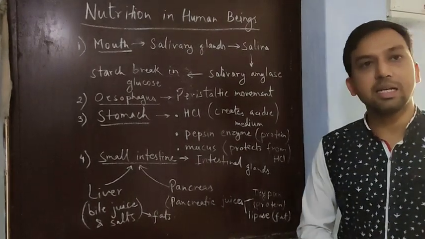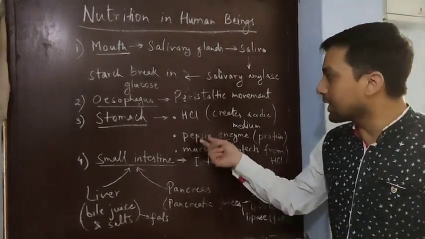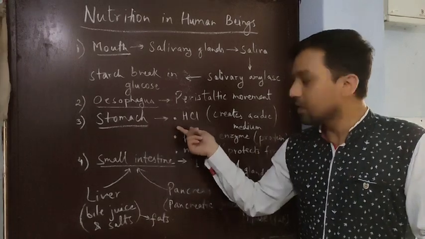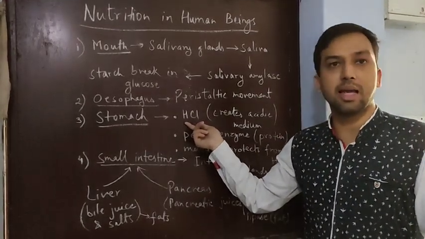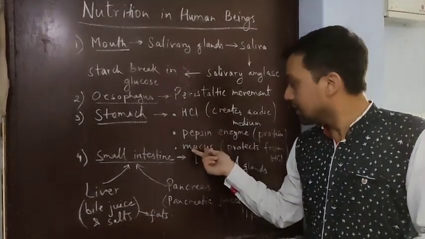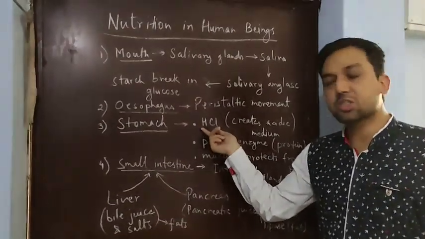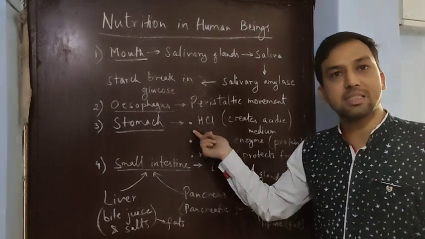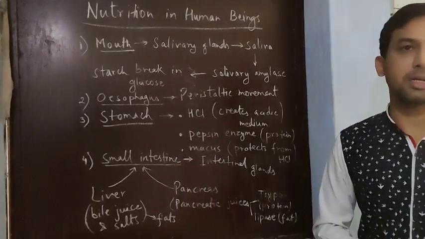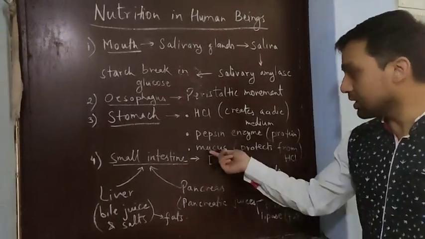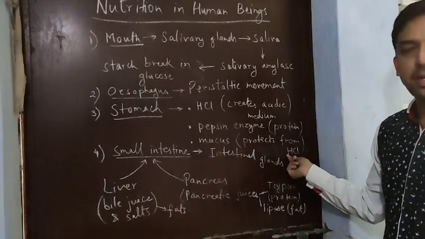Mucus is basically a substance which protects the inner lining of the stomach against the HCl acid. That means mucus protects the whole stomach from the action of HCl. Otherwise, HCl would damage our own stomach and our own body. So this is how mucus protects us from HCl.